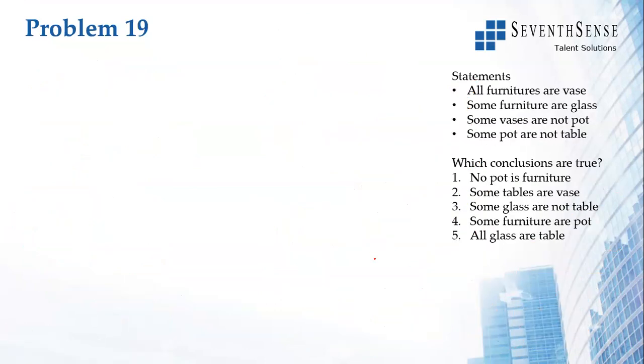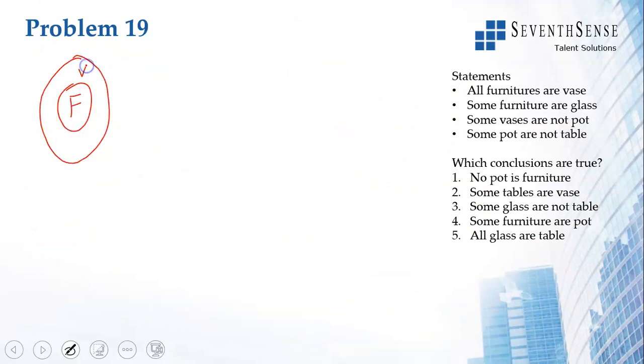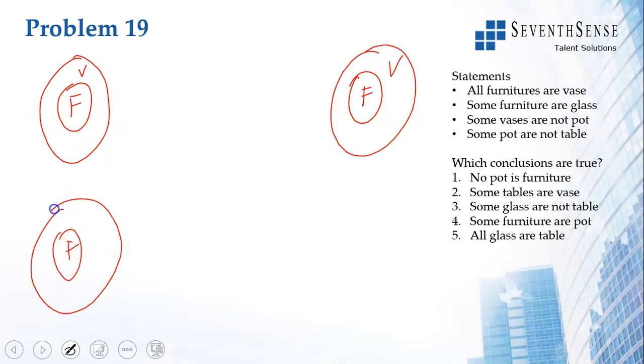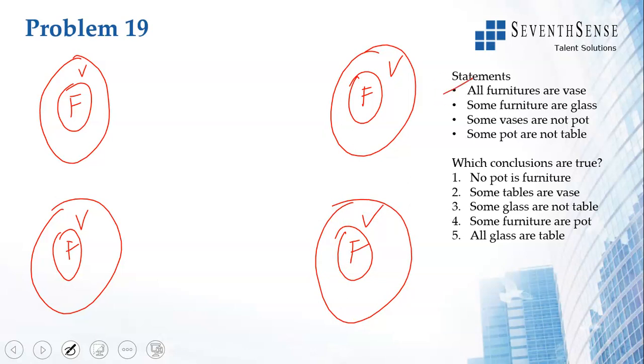Let us draw these diagrams for the next problem. All furnitures are vases. So I have my field set for the 4 diagrams. Some furnitures are glasses. So with some furnitures are glasses, the second statement is also taken care of.